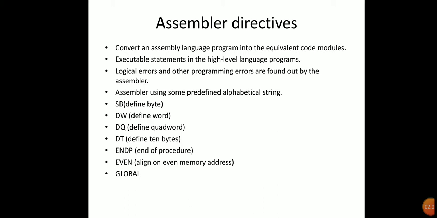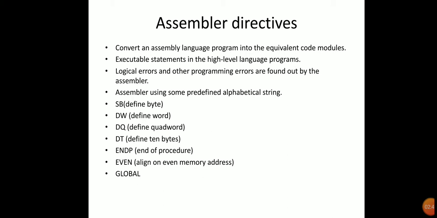So to declare the byte of data in the memory location of 8086, and the same as DW, define word data in our location, and DQ, define quad word, that is a set of quad words in our processor, and DT, define 10 bytes, and finally ENDP, end of procedure in our assembly language program, and finally EVEN, that is align on even memory addresses, and GLOBAL.